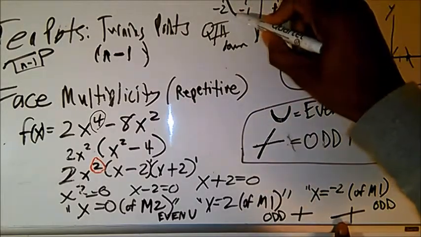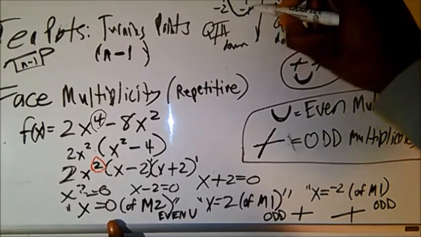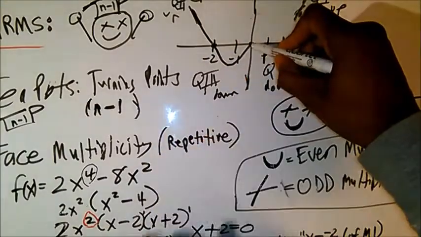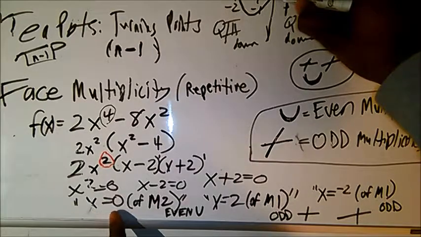Now we have to go to the next magnet. Our next magnet is what? 0, right? So we go over to 0. Okay, stop at 0. Don't take your pen off the paper, right? You go to 0 and you look down. And you see that x equals 0 of multiplicity 2. 2 is even, isn't it?